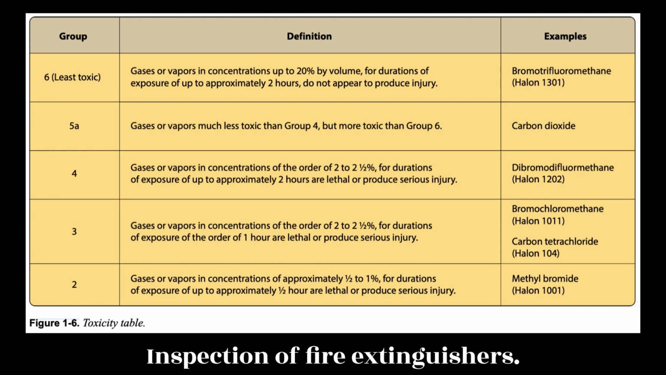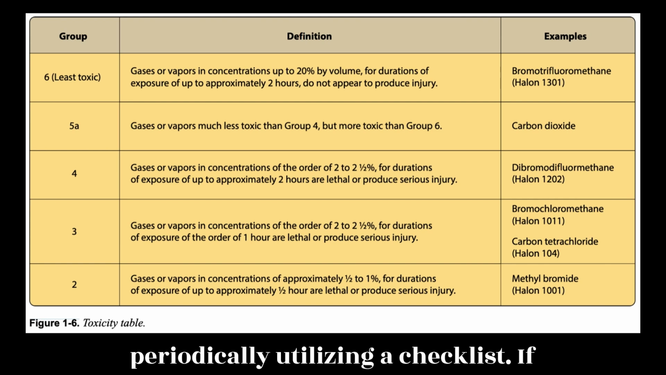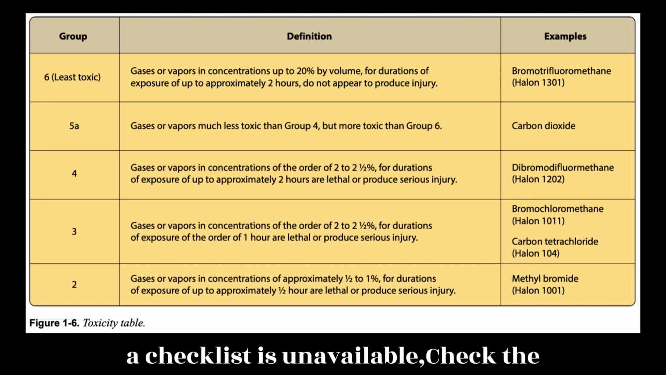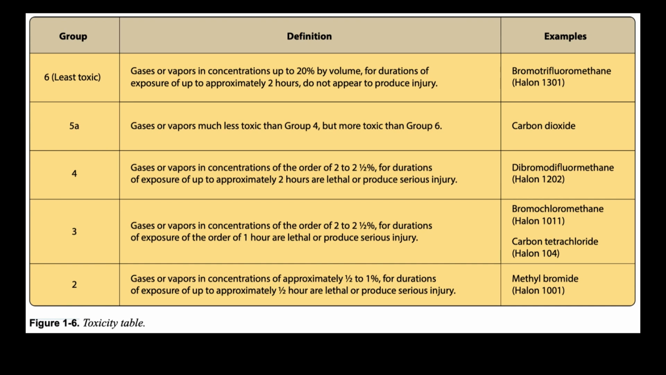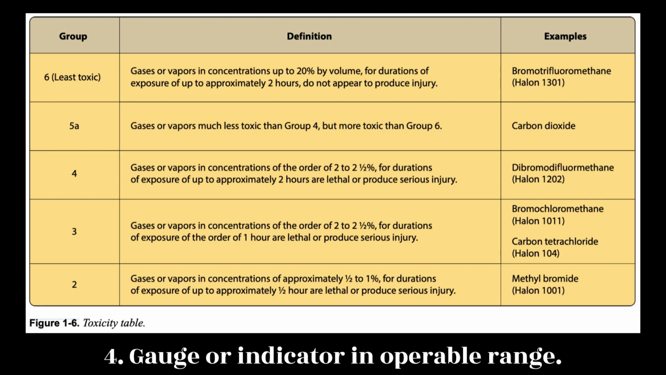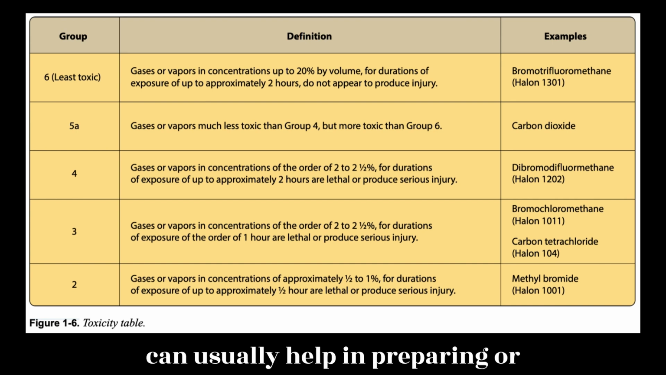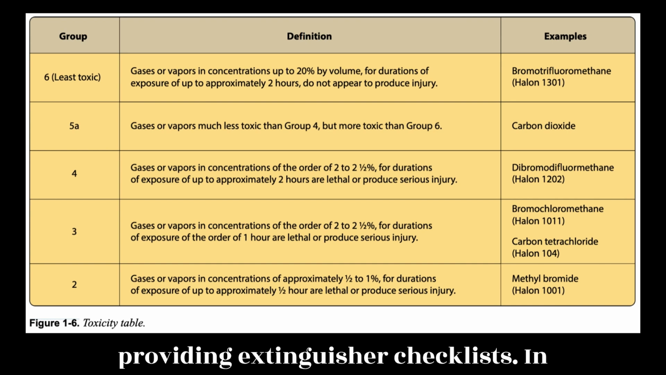Inspection of fire extinguishers. Fire extinguishers need to be checked periodically utilizing a checklist. If a checklist is unavailable, check the following as a minimum. 1. Proper location of appropriate extinguisher. 2. Safety seals unbroken. 3. All external dirt and rust removed. 4. Gauge or indicator in operable range. 5. Proper weight. 6. No nozzle obstruction. 7. No obvious damage. Airport or other local fire departments can usually help in preparing or providing extinguisher checklists.